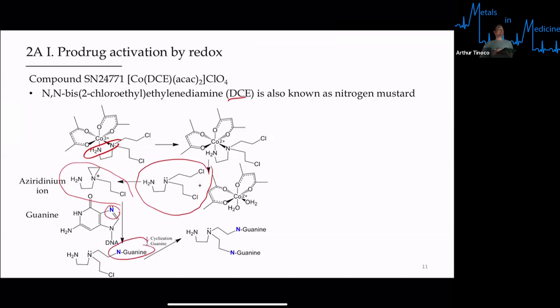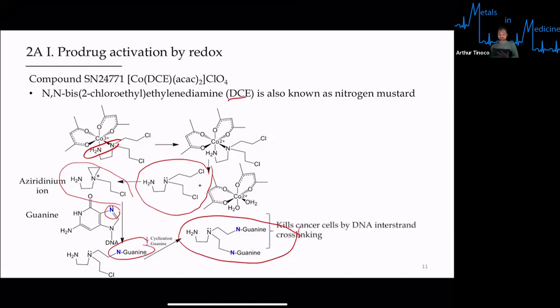And then you can imagine you can have a second cyclization process with another cobalt compound, releasing that ligand and resulting in this type of interstrand or even intrastrand adducts forming with DNA. So that's a proposed mechanism of action of this particular type of compound, where the metal is just serving as the delivery of the DCE toxic agent.